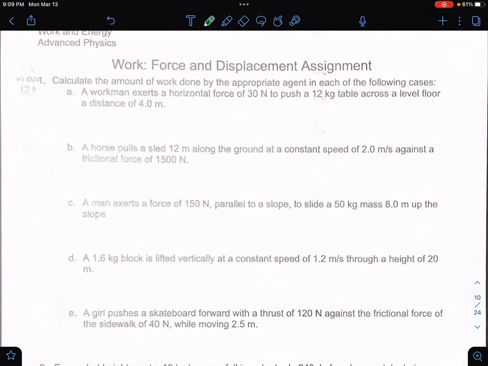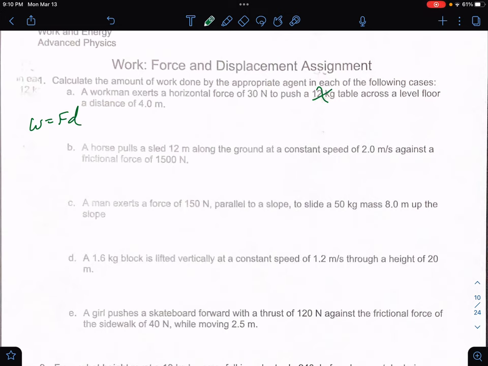So the first problem says calculate the amount of work done by the appropriate agent in each of the following cases. So A, it says a workman exerts a horizontal force of 30 newtons to push a 12 kilogram table across a level floor a distance of 4 meters. Okay, so remember, work equals force times distance. Now, I'm not lifting anything, I'm just sliding it across the floor. So that really means that mass does not do anything. If I was lifting the table, then mass would actually matter, and then gravity would matter as well.